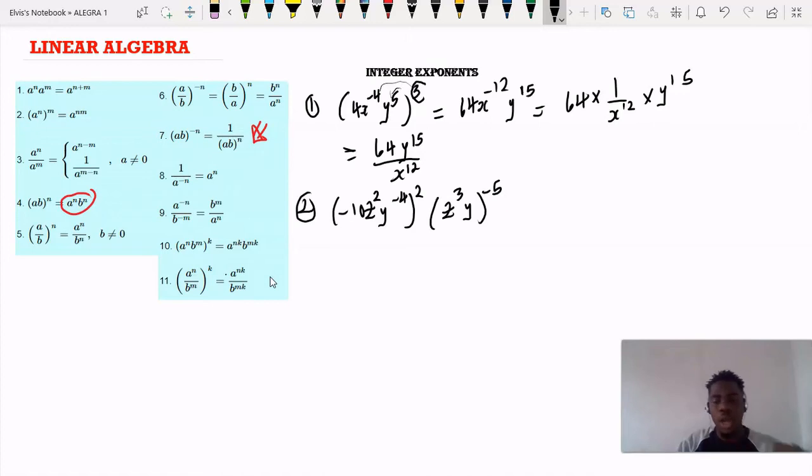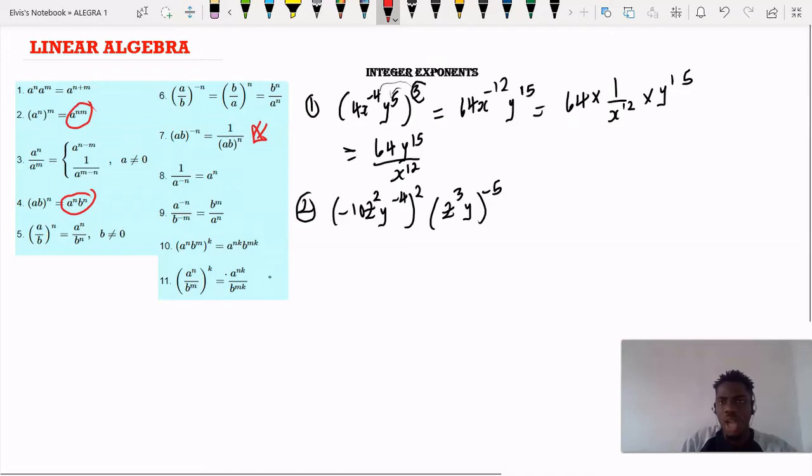And guys, the first step we're going to take is to evaluate the first term. So we're going to use the second rule. As you can see, we are going to use this rule. So we are going to multiply the exponent, which is 2, with the values inside the parentheses.